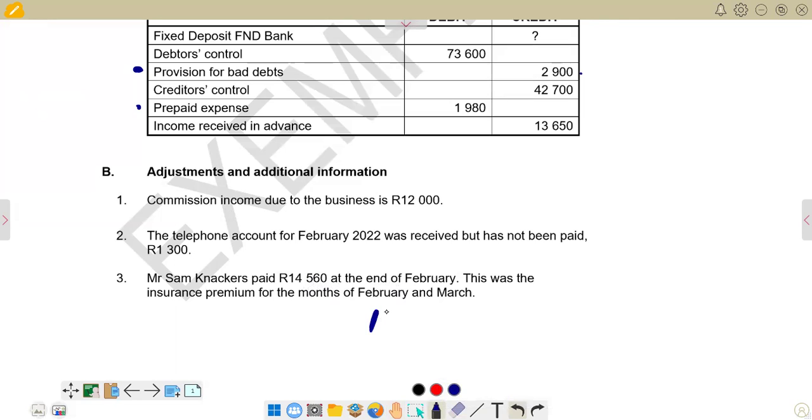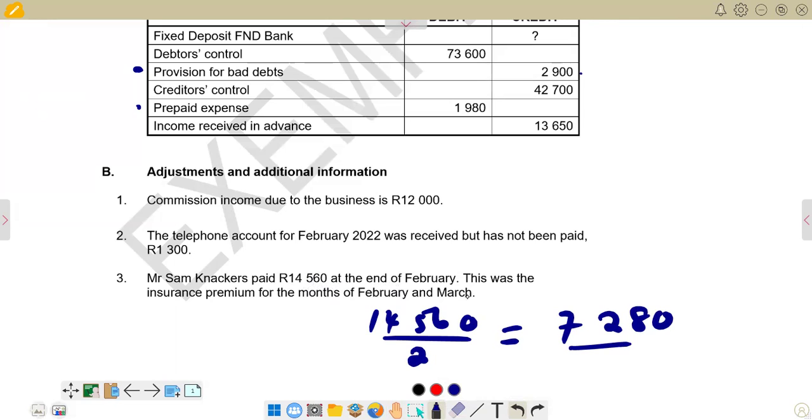To see the monthly payment, we just say 14,560, then we divide by 2. If you divide by 2, we are going to get 7,280. So this 7,280 is related to March. It means February was 7,280, March also was 7,280. So to get the prepayment of 7,280, we are just going to pick this 7,280 and add it to the prepaid expense that we are given in the list of balances of 1,980. In other words, we are saying 1,980 plus 7,280 to get the total for prepaid expenses.